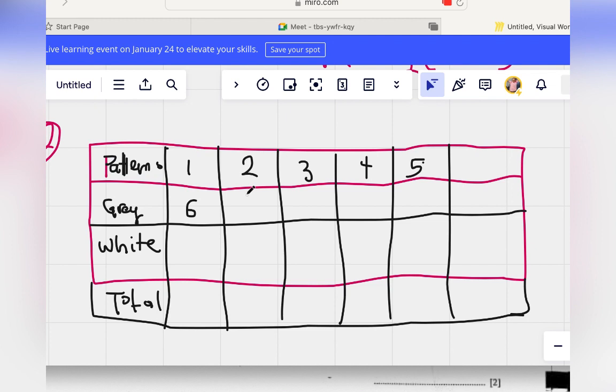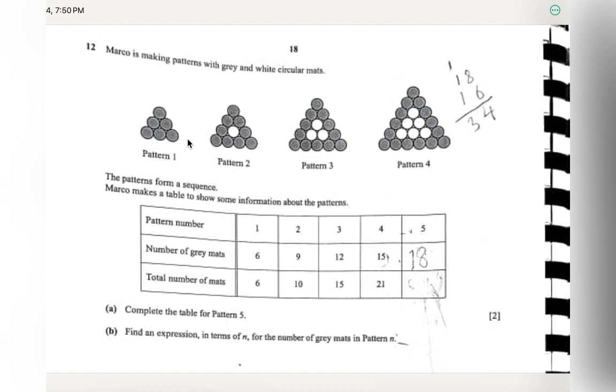So for the second one, the number of gray is 9. The number of gray here is 12. The number of gray here is 15. Then the white one: the first one, the white is 0, no single white. They didn't give the white in the table, so we count the white ourselves. The first one, no white. The second one, we have 1 white. The third one, 3. And then the fourth one, 1, 2, 3, 4, 5, 6. Okay, 1, 3, and 6.